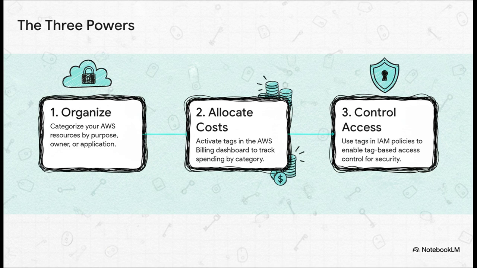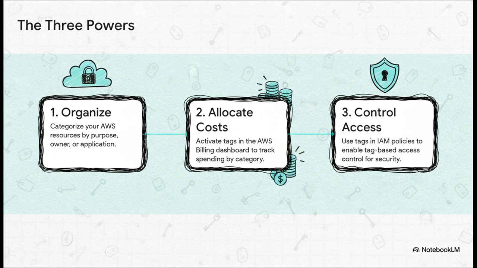First up, organize and identify. You can finally group everything for one application together, no matter what service it's in. You can actually see the big picture. Second, cost allocation. You just flip a switch in your billing dashboard to activate these tags, and boom, AWS breaks down your bill by project, owner, whatever you want. That cost mystery we talked about, it's solved.